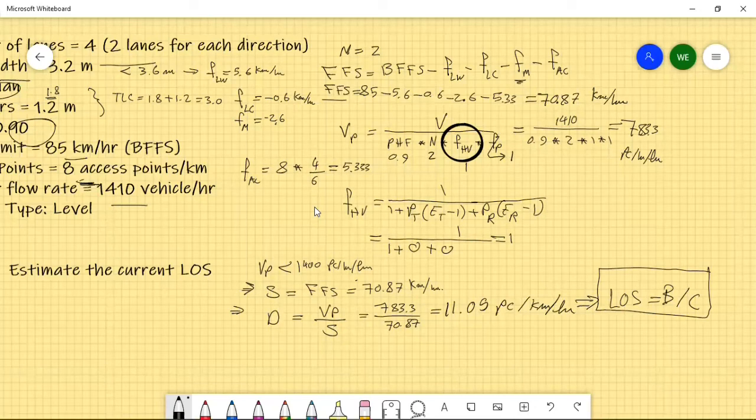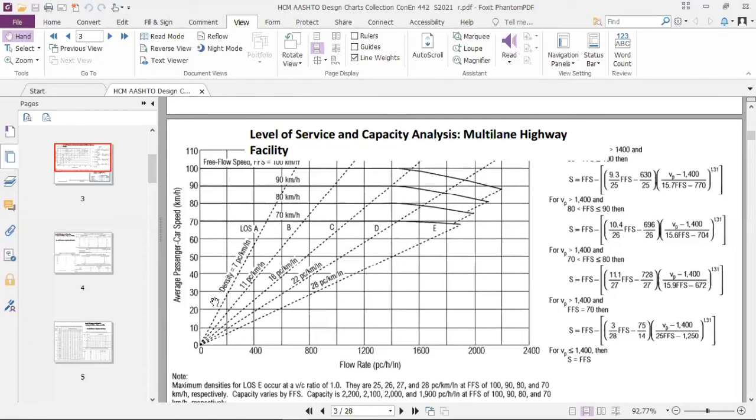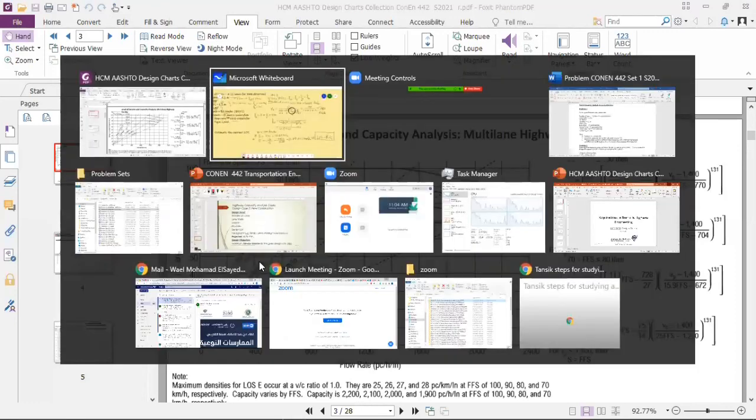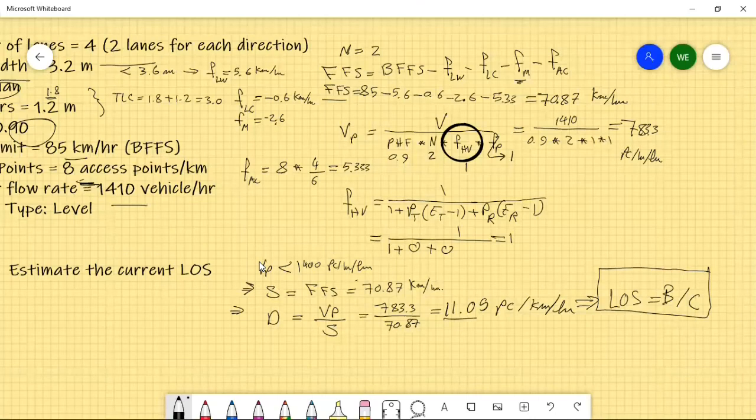Doctor, please, could you go back to the graph or the diagram to see how to figure out B or C? Okay. Now, the density threshold for B is 11 passenger car per kilometer per lane. And here we calculated the value. Here we did not solve it graphically. So we calculated the value. As you can see, it's 11.05. So it's almost 11. So that's a boundary line. It's between B and C. Okay? Clear? Thank you. Good. Any questions so far?